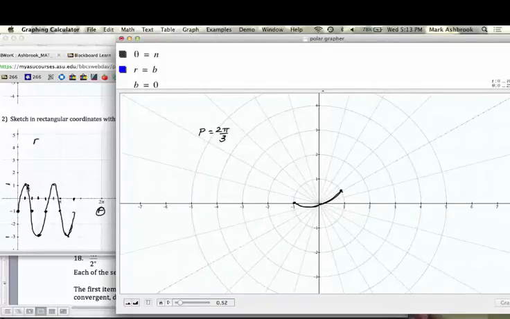Okay? Then it goes what? Back to negative 1 by the time it gets to pi over 3. So here's pi over 3. It's going to be back to negative 1 the same way it got there, by decreasing through 0 to negative 1. So it's going to be like this. Oh, I messed up. Shoot.